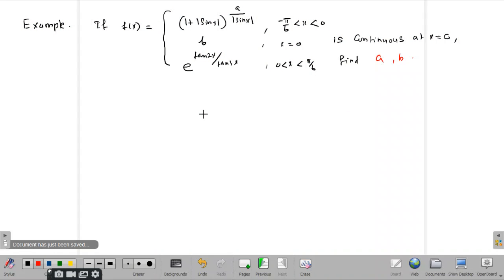The next question. What is given? Three branches are given like the previous one. So we have to handle them separately. Left hand limit as well as right hand limit are required. And both limits should be equal to B. And separately the two limits are equal and equal to B, so that the function given here can be continuous at x equal to 0, the given point 0. So let us start.